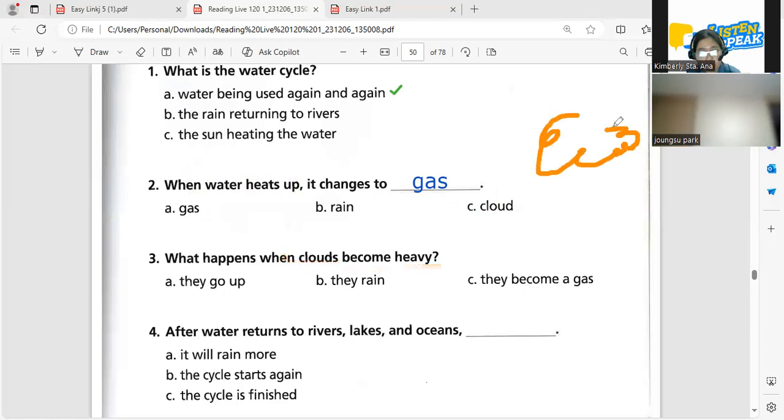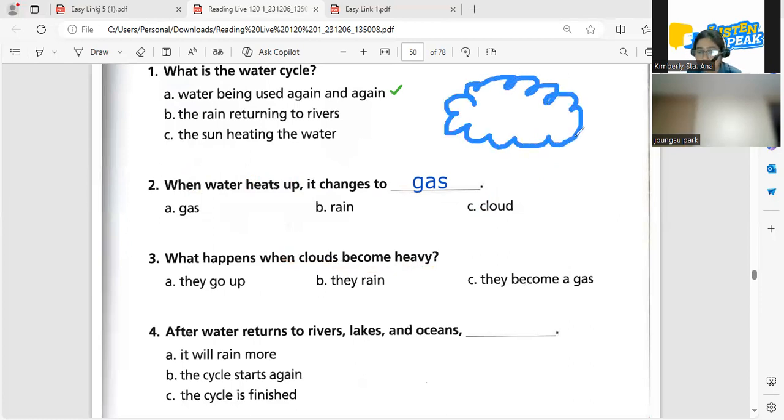The clouds in the sky. What happens when the clouds become heavy? Jimin, clouds. Yes, what happens when clouds become heavy? They go up, they rain, or they become a gas? They rain. Very good.